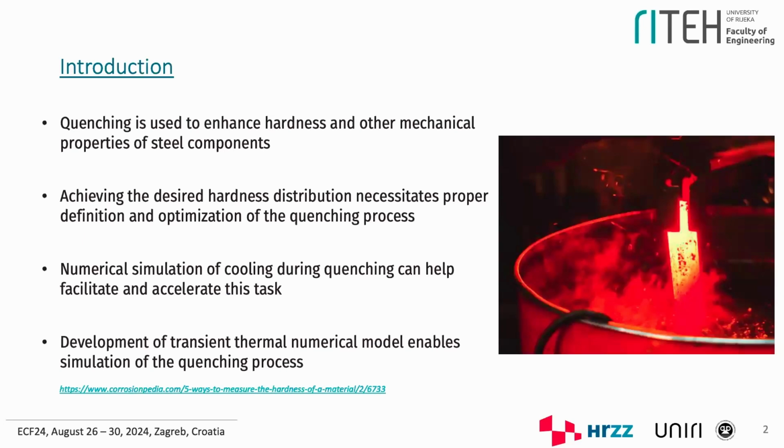General introduction. We all know quenching to be a process to enhance hardness or other mechanical properties, usually of a steel one. To achieve the desired hardness distribution, we have to properly define and optimize the quenching parameters. This can be quite time-consuming and maybe even expensive. So modernly, we introduce numerical simulation to help us facilitate and accelerate this task. For this project, I developed a transient thermal numerical model that enables the simulation of the quenching process.